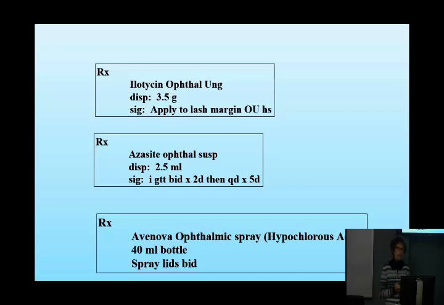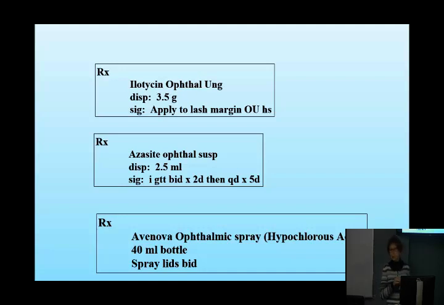Azosite is a drop, and basically azosite is a drop form of azithromycin. I don't like it as much. One, it's expensive. 2, you're asking these people to put a drop in their eye, which I think is a little counterintuitive because it's an eyelid issue. The bottle itself is only 2.5 mLs. You go through it pretty quickly, and usually with blepharitis, it's a chronic condition. So I do not like to prescribe azosite.